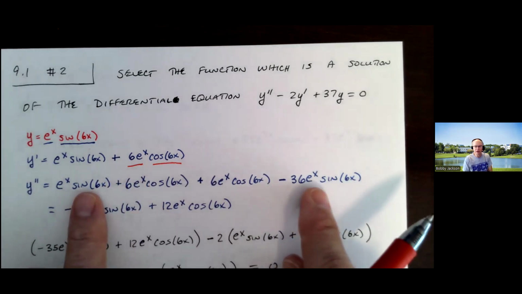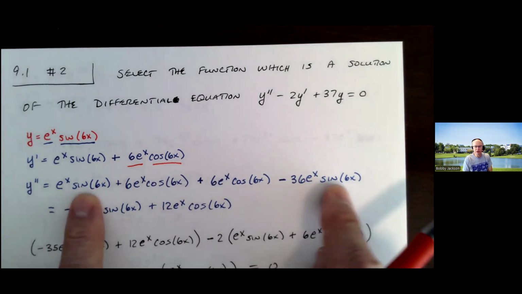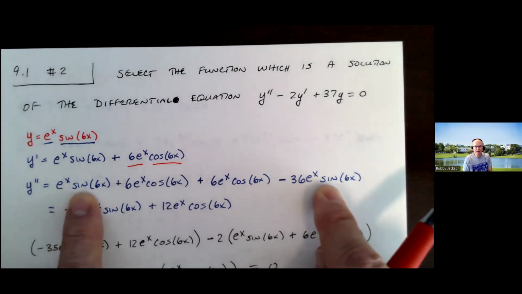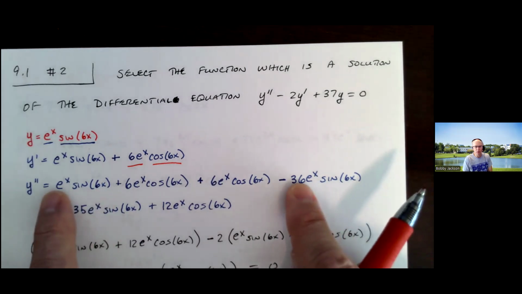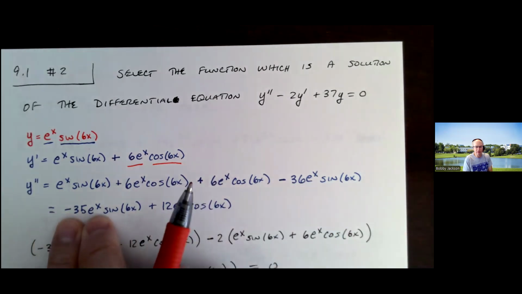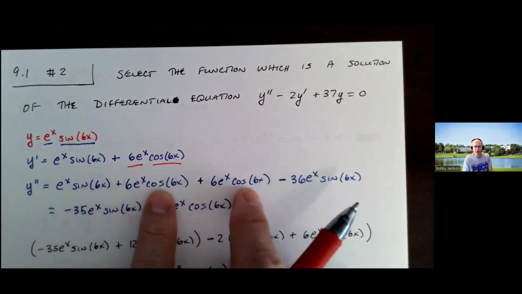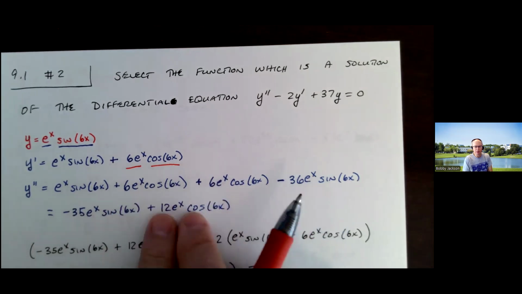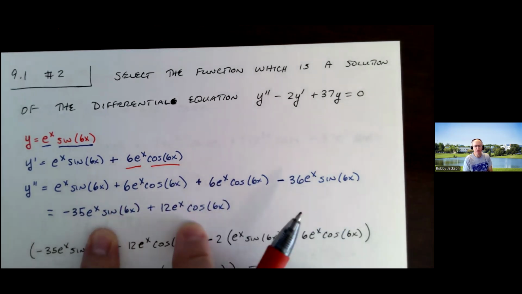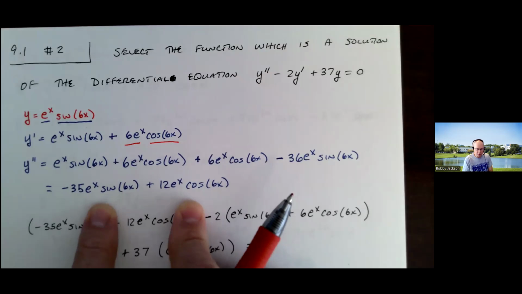Now I can combine like terms here. Notice the first and last terms are like. They have e to the x sine of 6x. So 1 minus 36 is negative 35 e to the x sine of 6x. And then these two are like terms and they combine. 6 plus 6 is 12. So here's my simplified second derivative, which you should do.